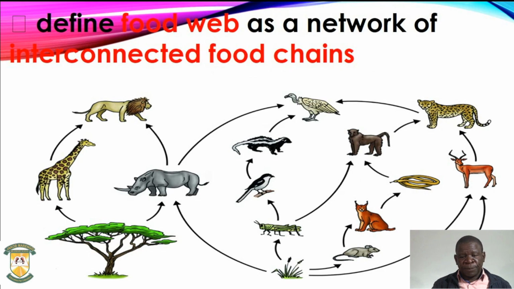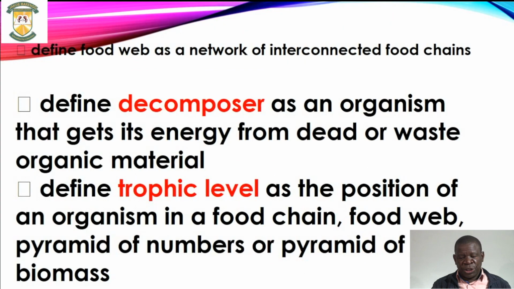A food web is similar to a food chain, but differs in that it's made up of interconnected food chains. What creates a food web is when at least two organisms rely on one organism for energy. That creates a food web. Some food webs are very complex, and therefore you have many interconnected food chains creating a food web.